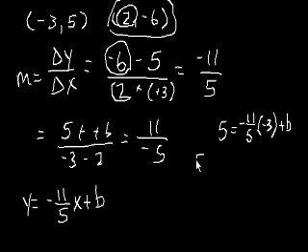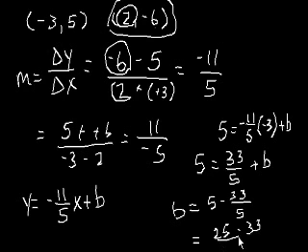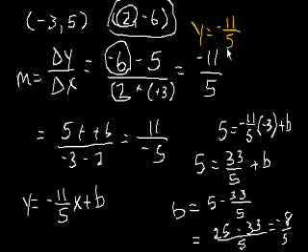So just simplifying that, I get 5 is equal to 33/5 plus b, or b is equal to 5 minus 33/5. Well, this equals 25 minus 33 over 5. 25 minus 33 is minus 8/5. So the equation of this line, and this one wasn't as clean as the other one, obviously, is, let me do another color for emphasis, y equals minus 11/5x minus 8/5.